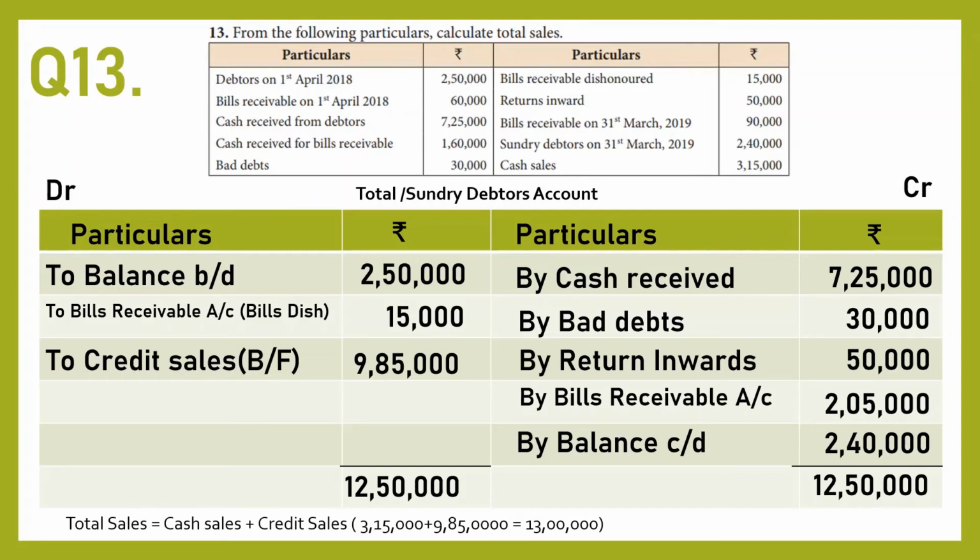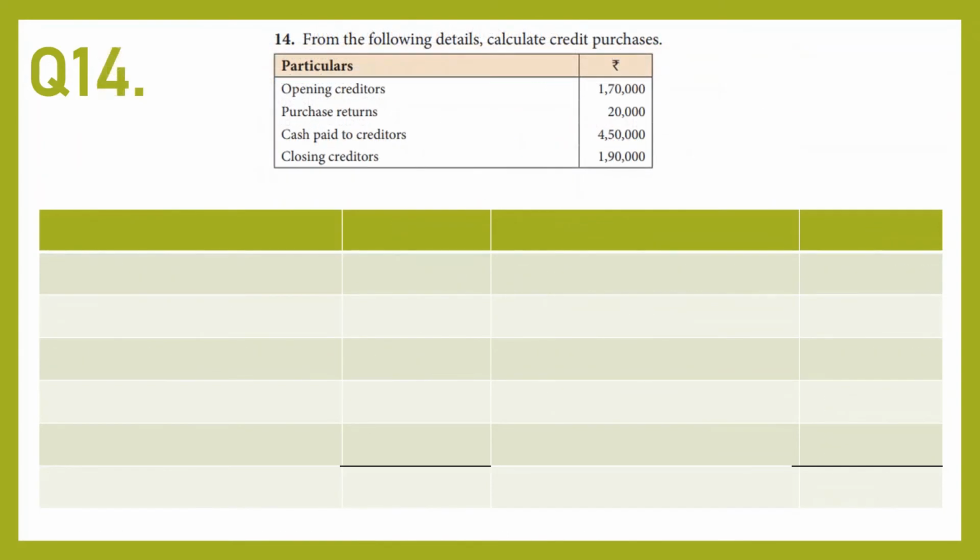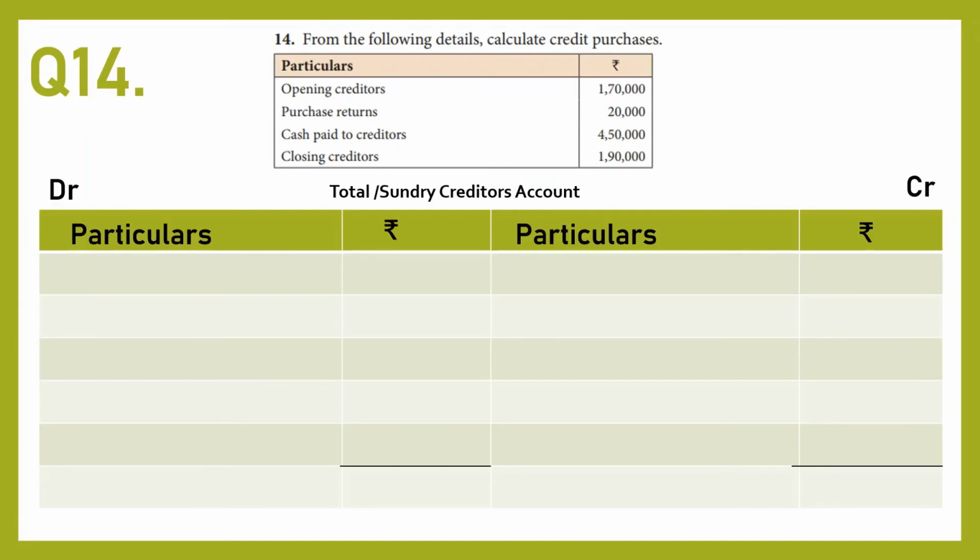Okay. Now I'm going to the 14th problem. So from the following details, calculate the credit purchases. What they have given here is the opening balance of creditors, closing creditors, and then purchase returns, cash paid to creditors. So all that we need to do is just prepare one account, which will be the total sundry creditors account. So let us get into the action mode. We'll start with the creditors account and then start filling the details here.